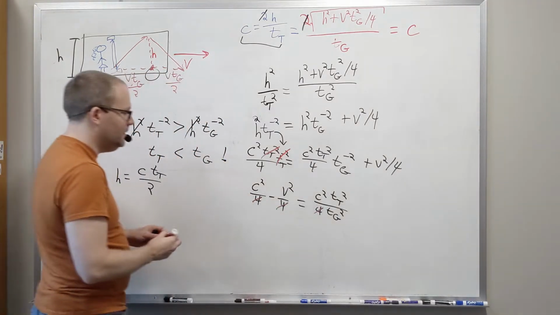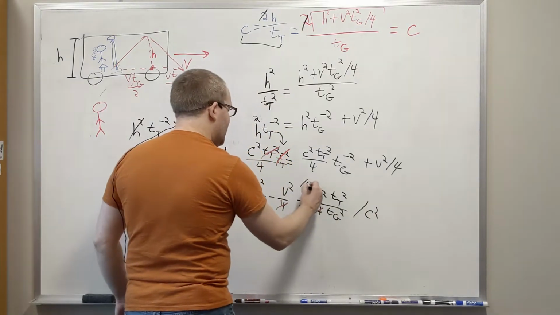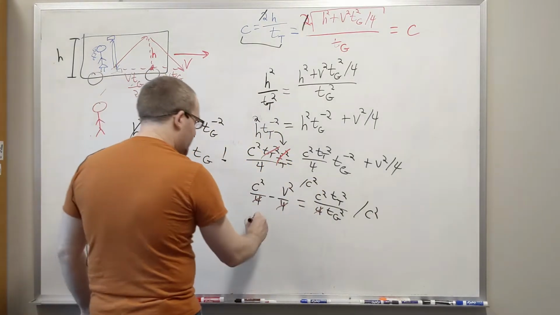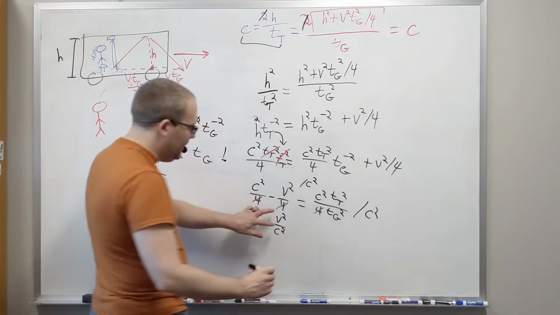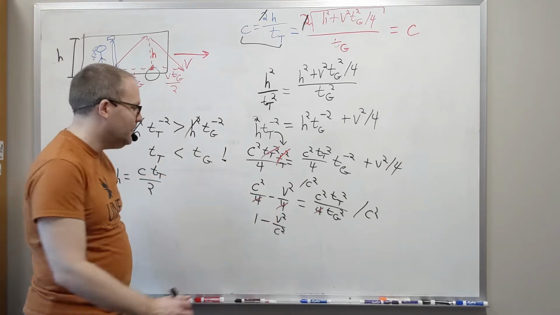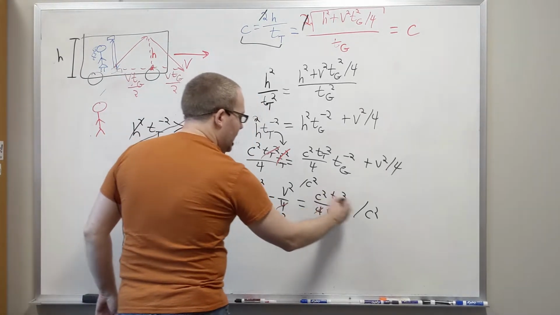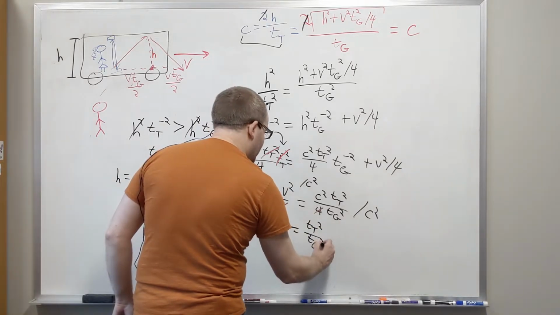Cancel, cancel, cancel. I can also divide everybody by c squared, right? So c squared over c squared will give me 1 minus v squared over c squared. So you can think of this as like the ratio of the velocities, the velocity of the train and the speed of light. Going to equal, cancel those two, time on the train squared divided by time on the ground squared.